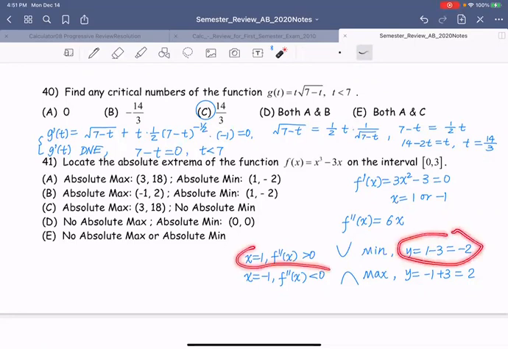Let's do this. This is a min value, okay? And this is the maximum value. Which answer choice do you want to choose? Okay, that's min and that's max. And so which one do you choose? I need to choose B. Good job, smart choice.